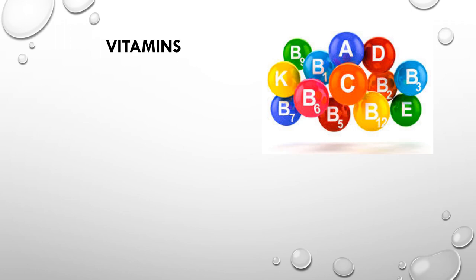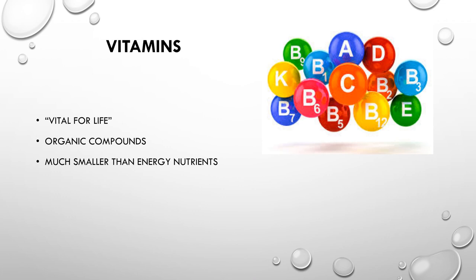Vitamins. We've got something that's vital for life, meaning if we don't have it, we can't sustain a healthy life. They're organic compounds. They're much smaller than the macronutrients. They're destructible, so it does matter how we treat our food as to how we maximize the vitamin content. There's two categories, water-soluble and fat-soluble.